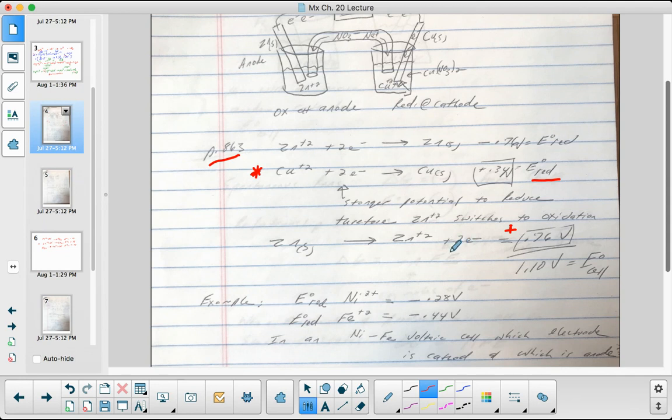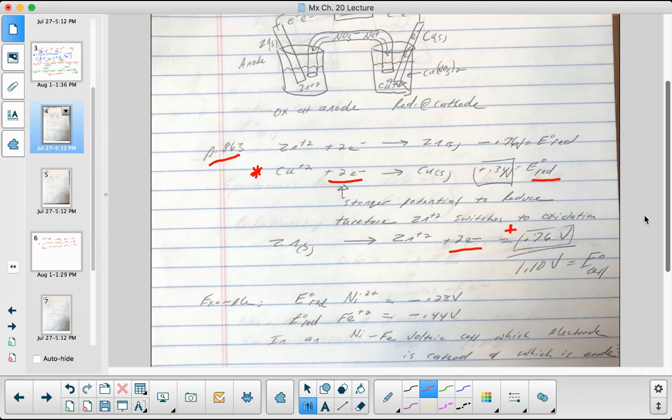And this one I know is in the oxidation format because the electrons are on the product side. This one is in the reduction format because the electrons are on the reactant side. And the table is set up for the reduction. So the value that I calculate here by adding these two cell voltages is 1.10 volts, and that is what we call the electrode potential for the cell.